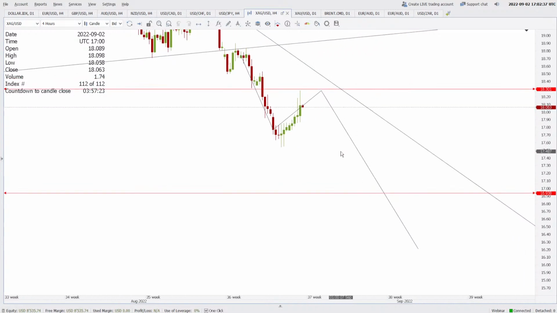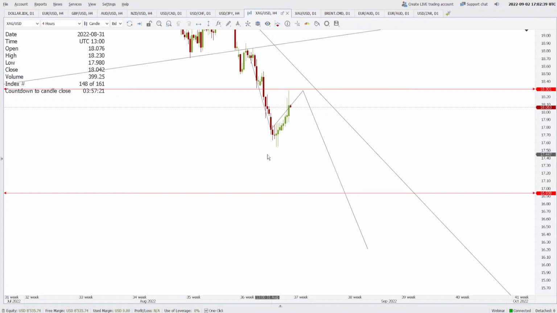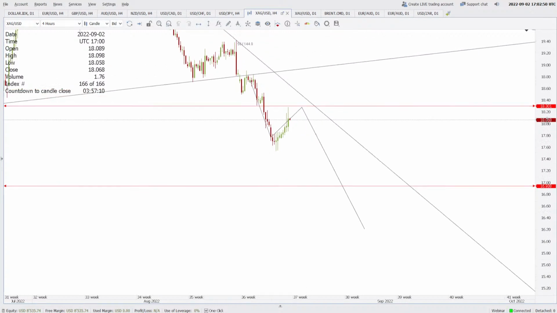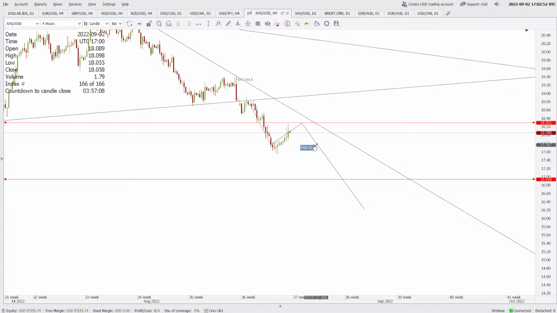Okay, let us see how things unfold in the future. Again, this time 18.30 is still the key level for silver, and 16.93 is the other key level to the downside. So let us see how things unfold on Monday and maybe on Tuesday. But as of now, I think that the silver is definitely going to test 16.93.